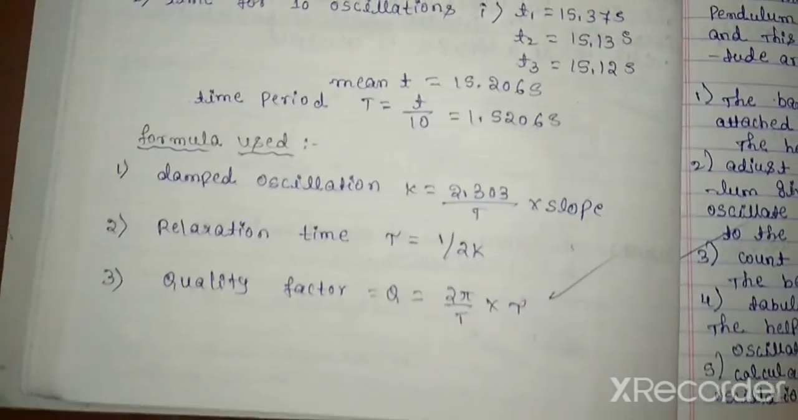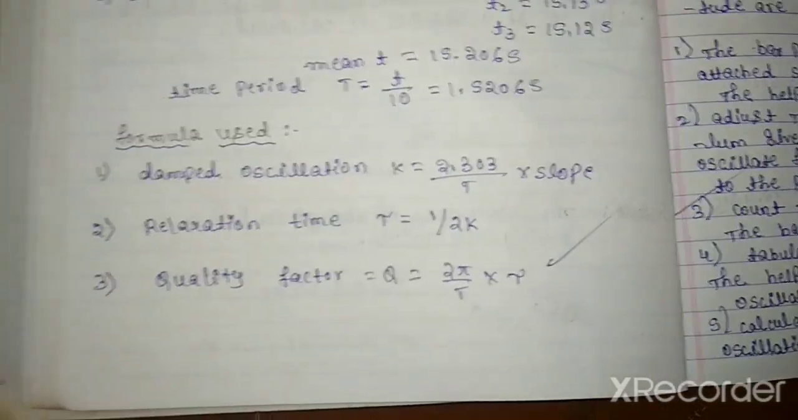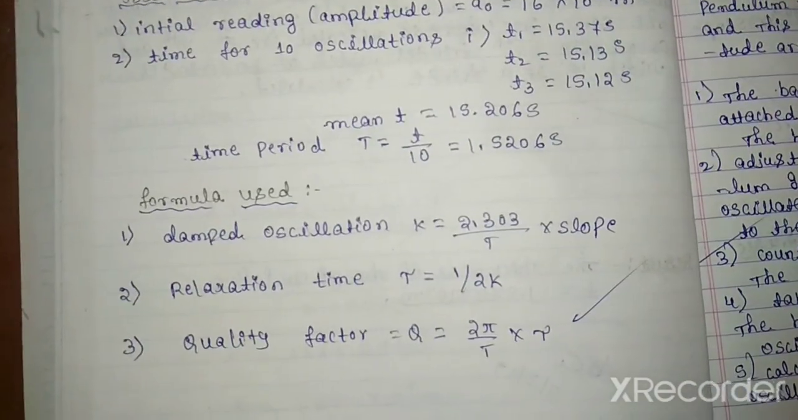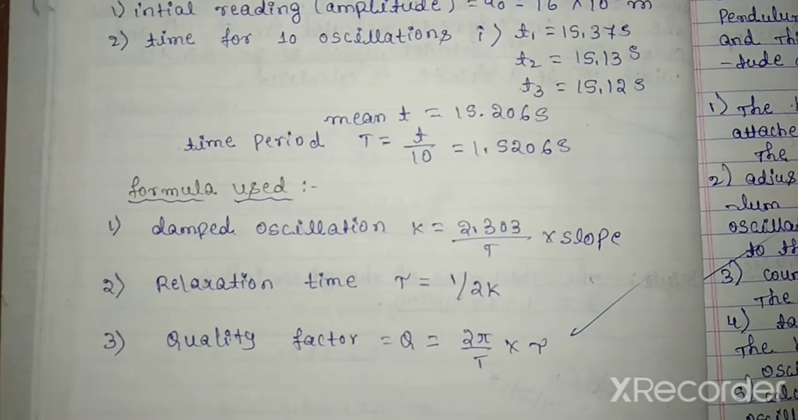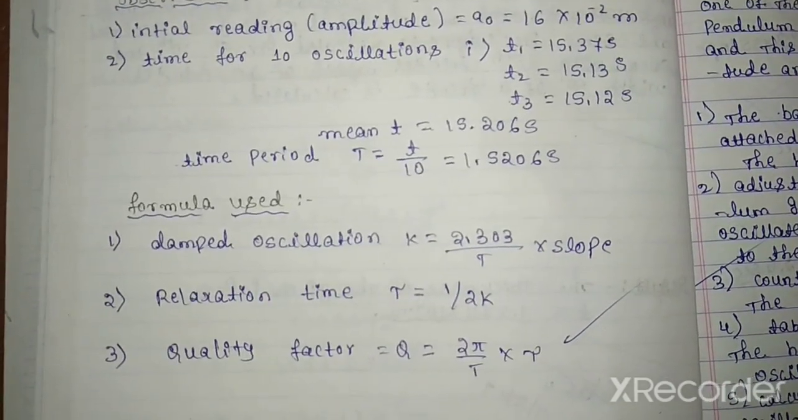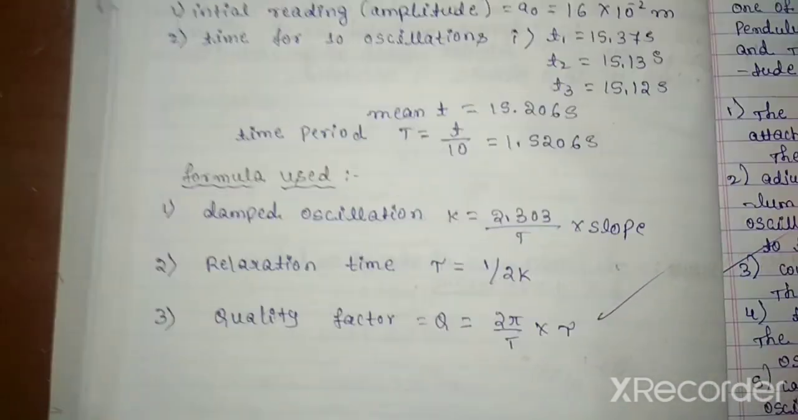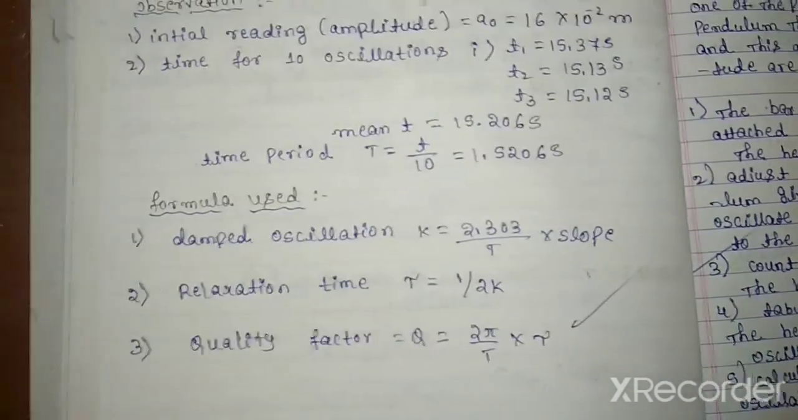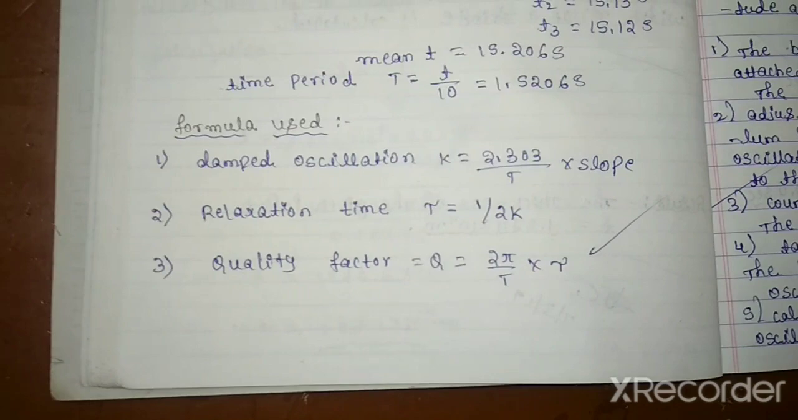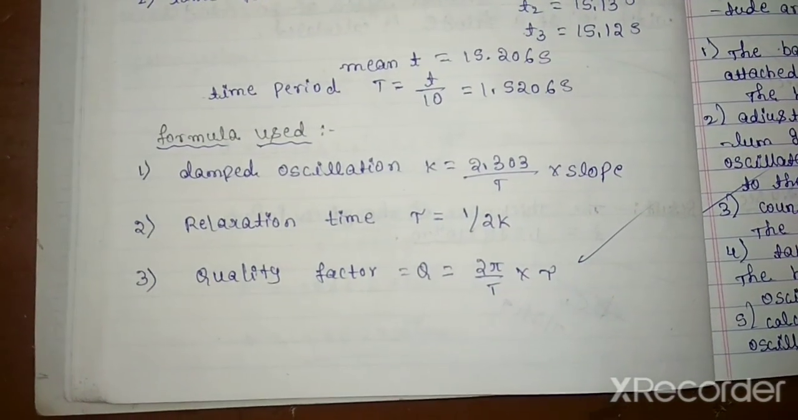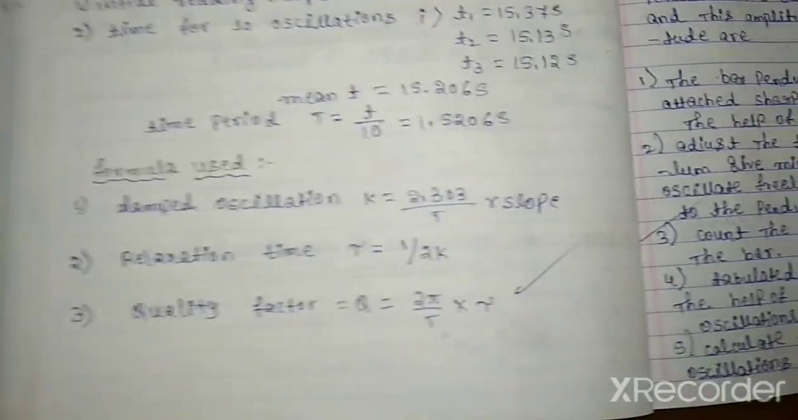Next, what are the formulas used to determine the damping in damped oscillations? The damping constant K is equal to 2.303 divided by T into slope. Then the relaxation time tau is equal to 1 by 2K. And the quality factor Q is equal to 2 pi by capital T into tau.